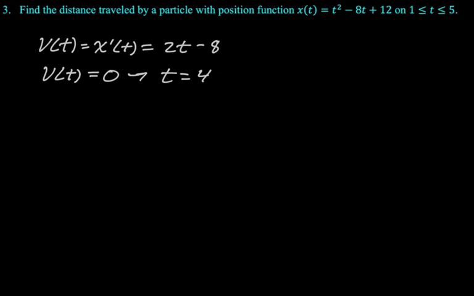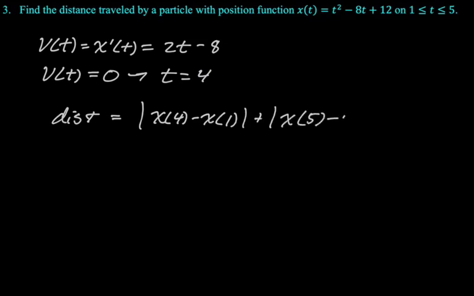So our distance traveled is going to be, you went somewhere from 1 to 4, but we don't want to think about whether you went to the left or the right. So we do the absolute value of x of 4 minus x of 1, plus you went somewhere between 4 and 5, so we do the absolute value of x of 5 minus x of 4. When I say we don't want to think about it, we need to get a positive number there. We can't get a negative. We're not getting displacement, we want distance. So that's why we put the absolute value.